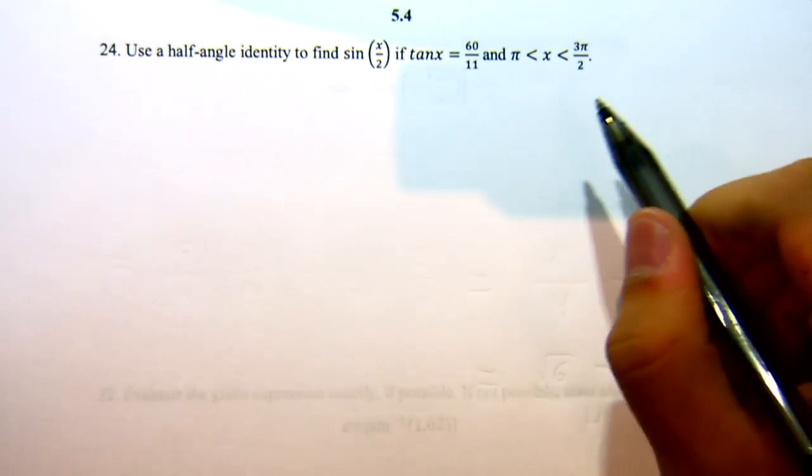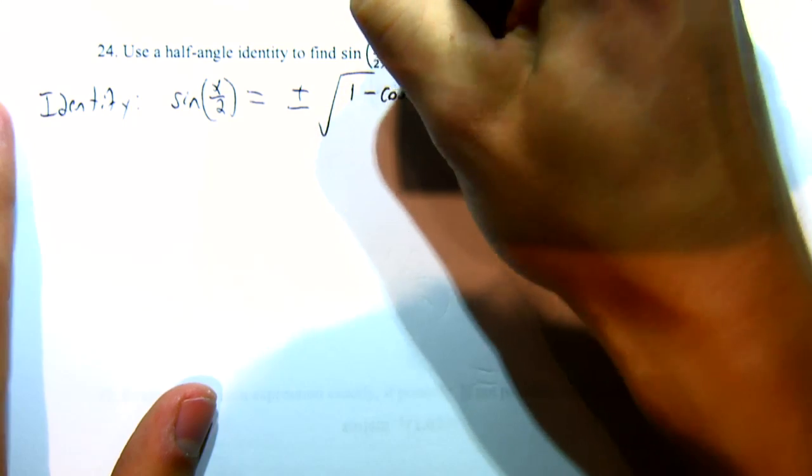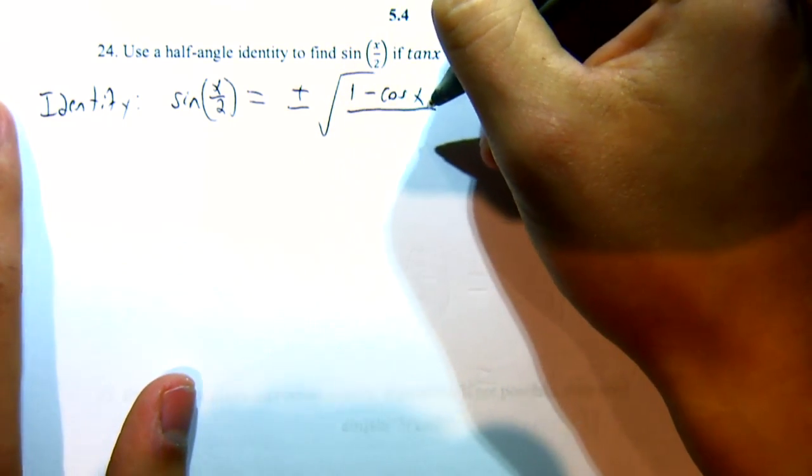So use a half-angle identity to find sine x over 2 if tangent x is equal to 60 over 11, and it is in the interval of pi to 3 pi over 2. So we know that's quadrant 3. Let's go ahead and figure out the identity we need here. This is a half-angle identity that we're going to be using, so sine of x over 2 is equal to plus or minus square root of 1 minus cosine of x all over 2.